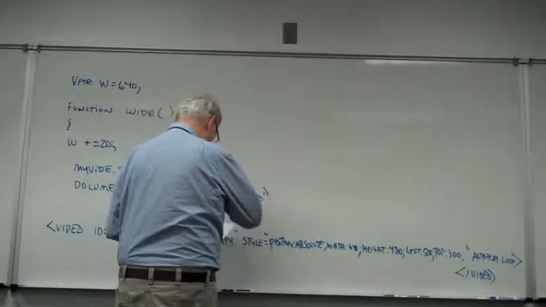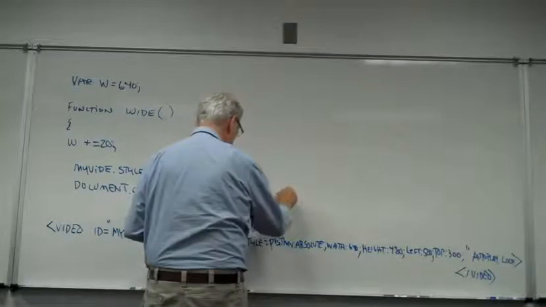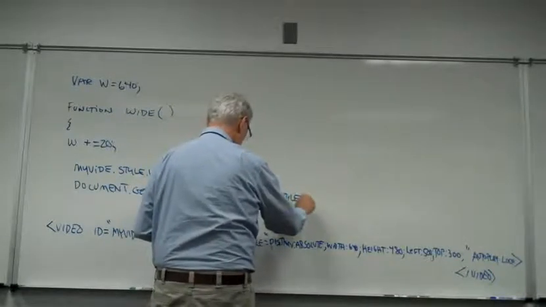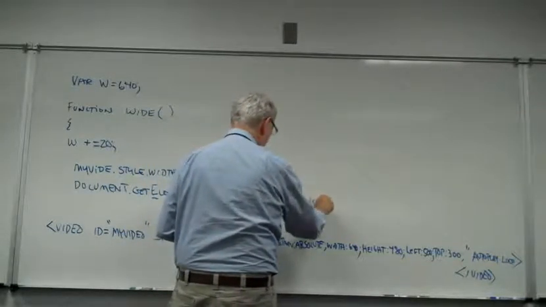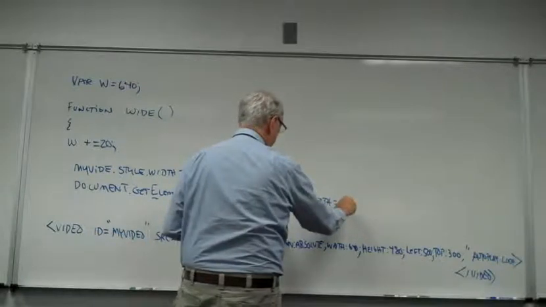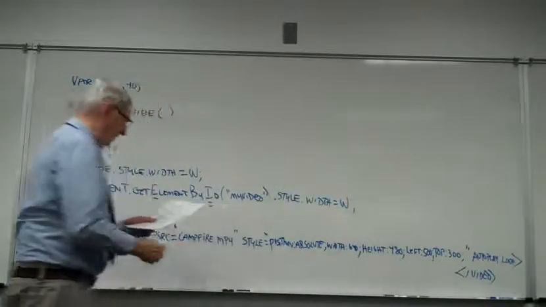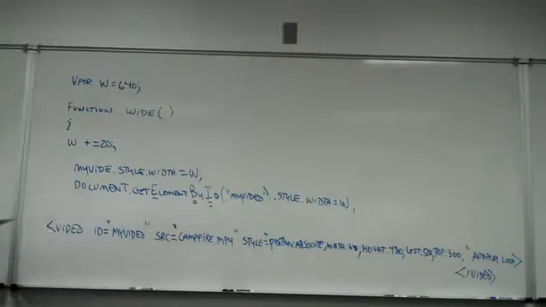Like so. Dot style, dot width equals W, like that. Which is pretty peculiar, isn't it? That's an awful lot of stuff right there.